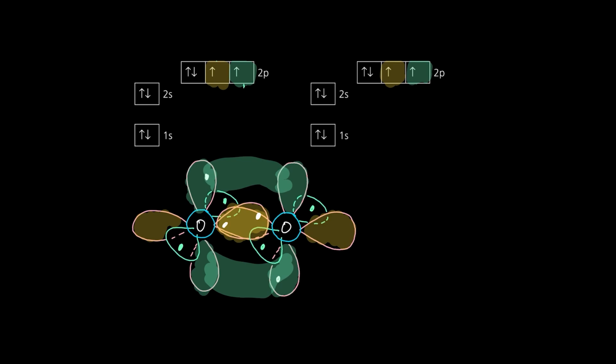This is called a pi bond, the Greek symbol. And the pi bond is not just one area of overlap. It's 2 areas of overlap above and below the nucleus. And the yellow region is your sigma bond.